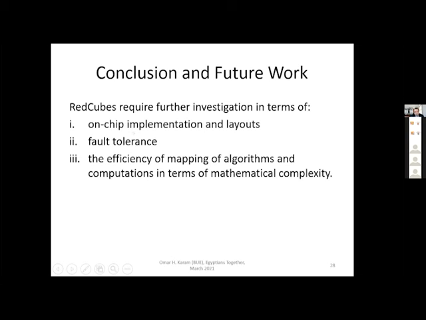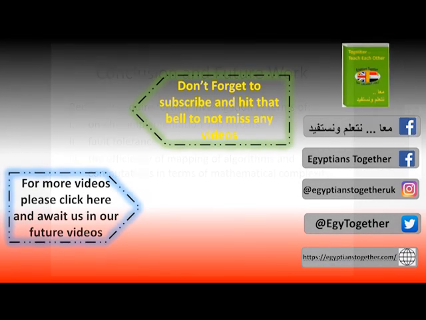And then specifically, I'm interested in the implementation through optical technologies. And this one is more interesting to computer scientists like your kind selves: the efficiency of mapping algorithms and computations in terms of mathematical complexity, because we need to distribute the data, we need to write the parallel algorithms, and we need to see what their complexity will be.